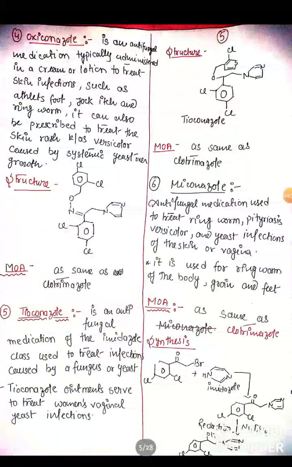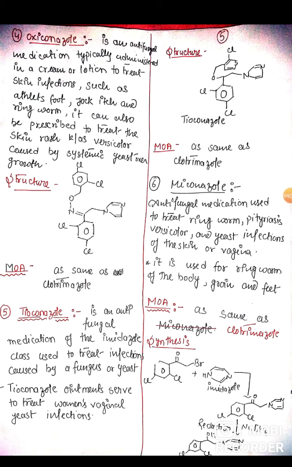The next drug is oxiconazole. Oxiconazole is an antifungal medication typically administered in a cream or lotion to treat skin infection like athlete's foot, jock itch, and ringworm. It can also be prescribed to treat the skin rash known as versicolor caused by yeast overgrowth. The structure of oxiconazole is as follows.